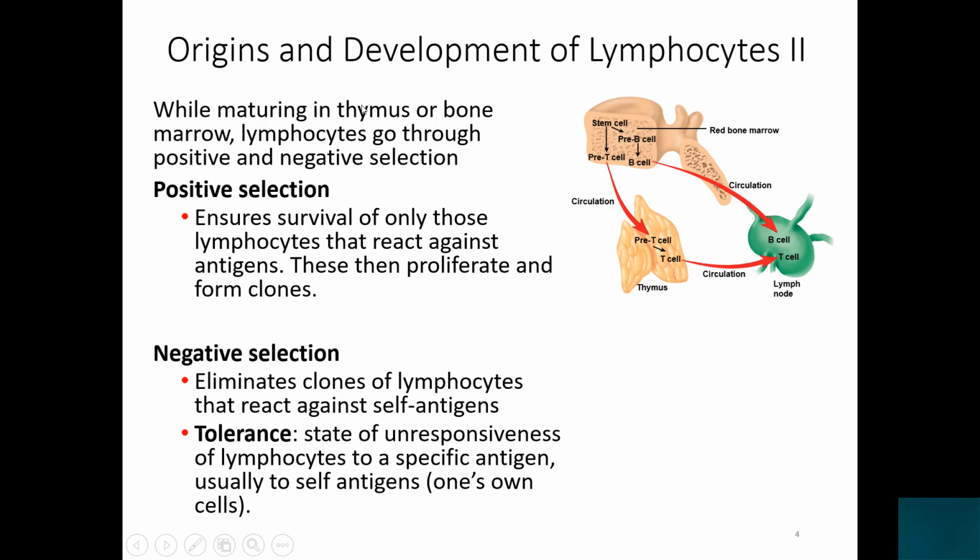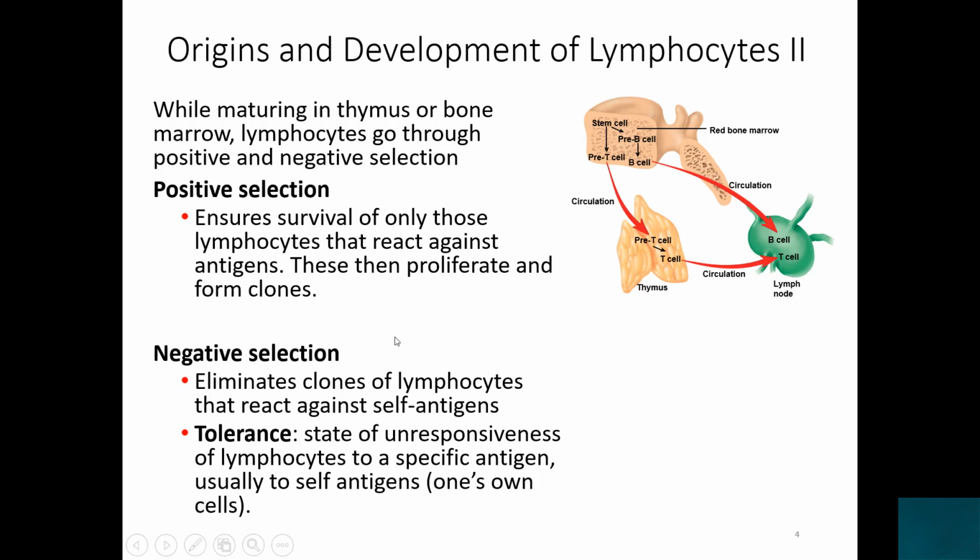So, while maturing in thymus or bone marrow, lymphocytes go through positive and negative selection. Remember, they should be able to fight pathogens, bacteria, and viruses, and cancer cells. So the process, which is called positive selection, tests those B and T cells, making sure that only those that react against antigens, fight them, will stay alive and later proliferate and form clones. Those lymphocytes that cannot fight antigens will be destroyed. So that's positive selection. Let's choose those that can fight antigens.